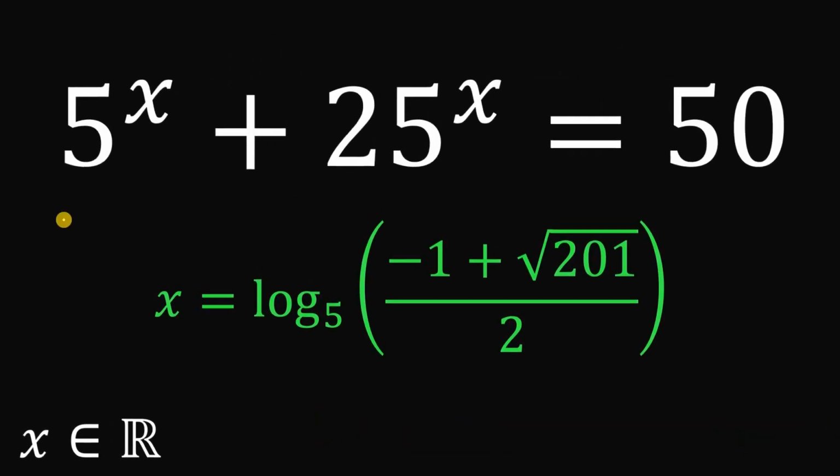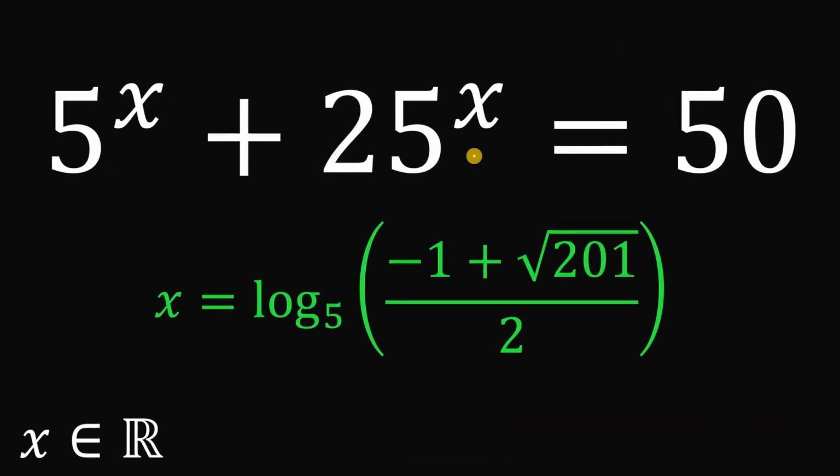Therefore, given this equation, 5 raised to the power of x plus 25 raised to the power of x equals 50, the only real value of x that satisfies this equation must be equal to logarithm of negative 1 plus square root of 201 all over 2 to the base of 5. And as always, we are done.